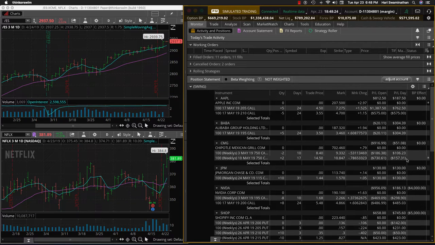Baba has recovered. CMG is still struggling a little bit. JP Morgan, we opened today and it's moved up. Nvidia is also recovering, and the Shopify Iron Condor is also making its way back to break even.